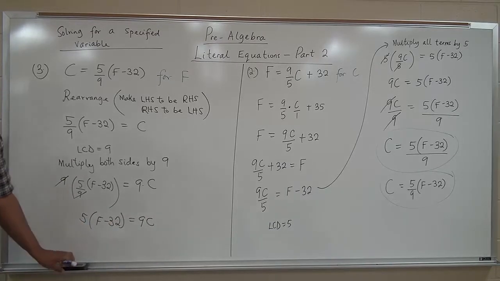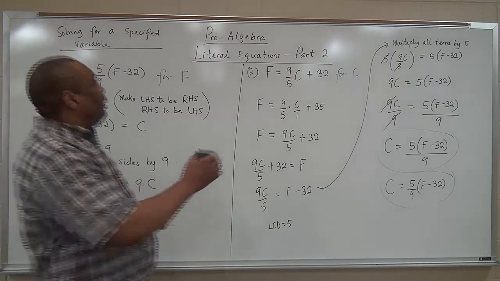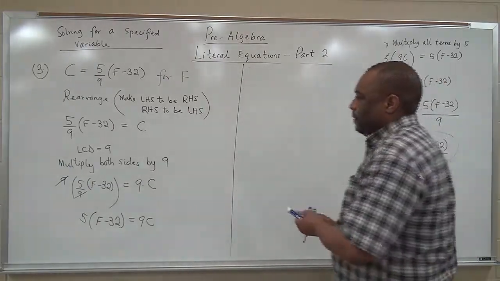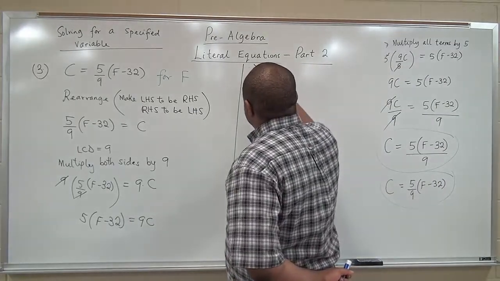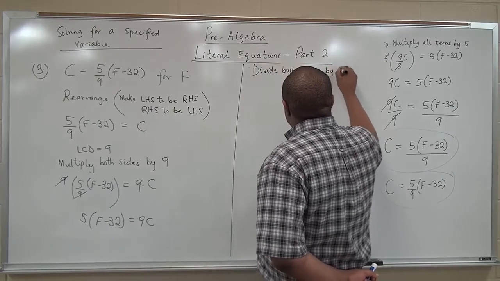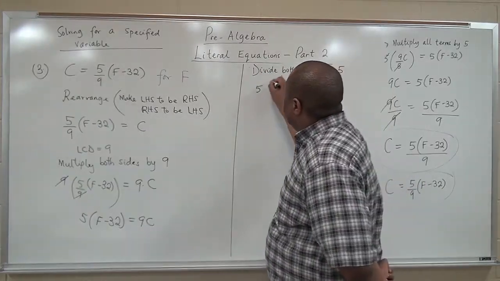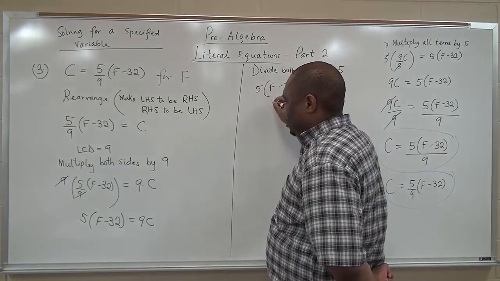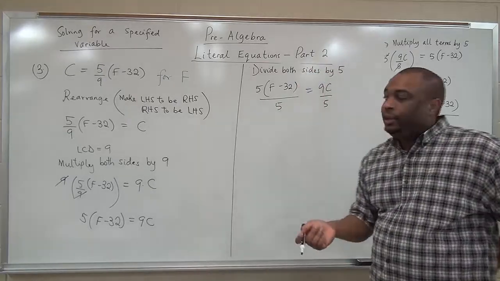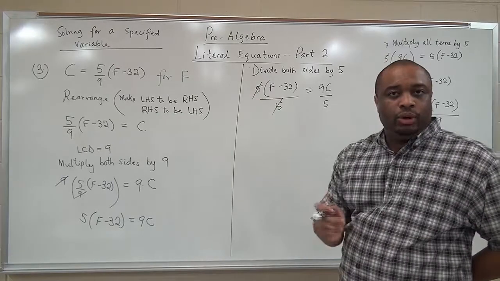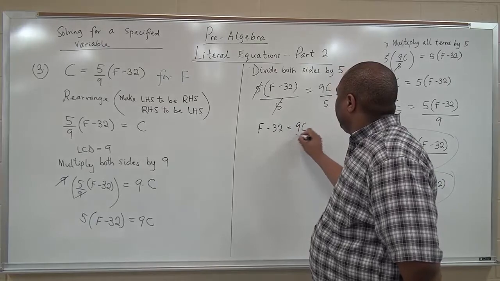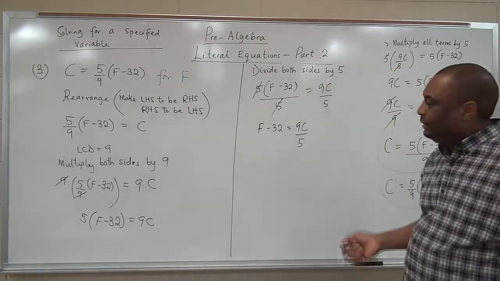And then you can go ahead now and divide both sides by 5. When you do that, you have 5 times f minus 32 divided by 5 equal to 9c divided by 5. So 5 divides 5, 1. You now have f minus 32 equal to 9c over 5, or 9 over 5 times c, does not matter.